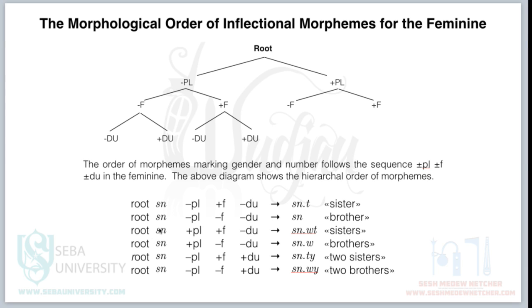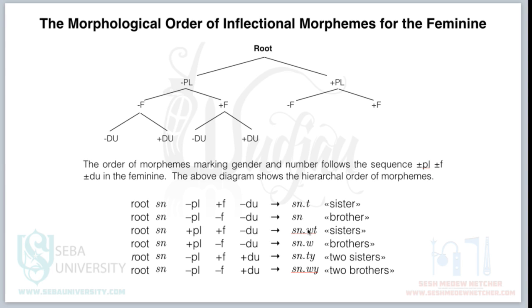Next one. Sin, sibling. Is it plural? Yes. Is it feminine? Yes. Is it dual? No. Therefore, it yields or renders sinwet. The plural, the W, comes first. Then the feminine gender, T. Plural first, then the gender. This is why we get sinwet. And it's not dual. Dual will come after.